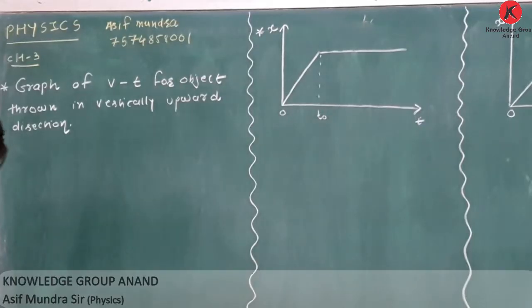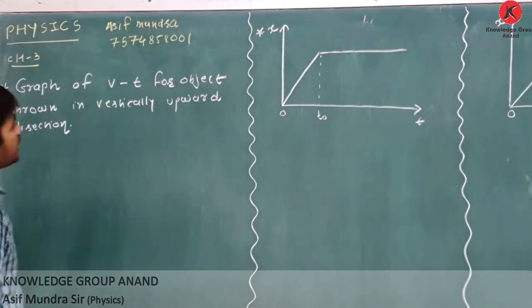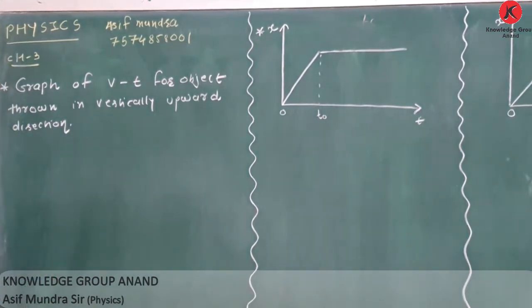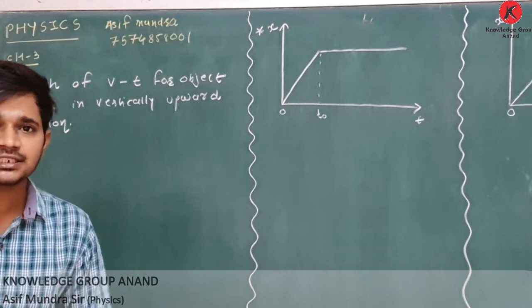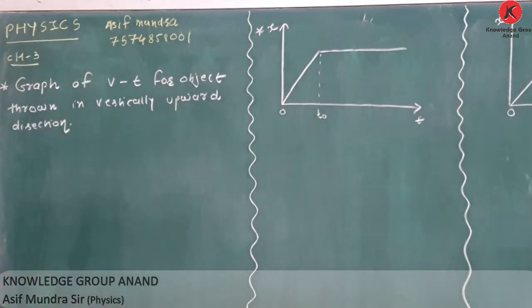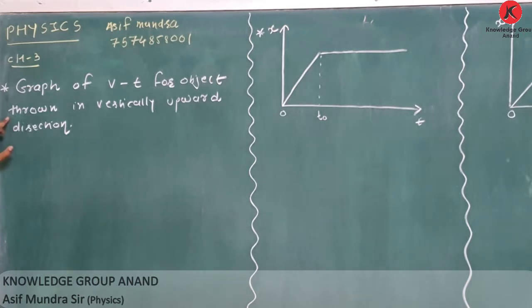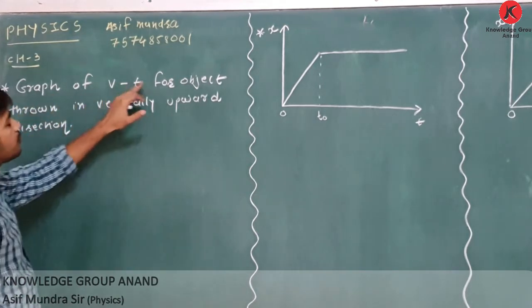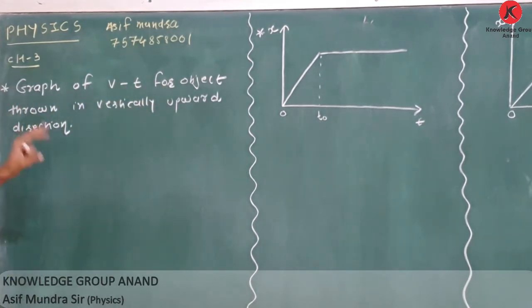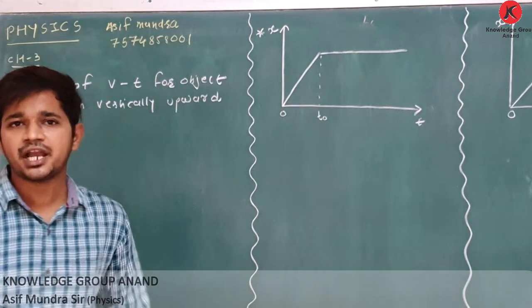Good morning, students. Chapter 3, motion in a straight line. Some questions to solve. Graphical questions. See here. First graph. Graph of V versus T for an object thrown in the vertically upward direction. You have to draw a graph of V versus T for an object thrown in the vertically upward direction.